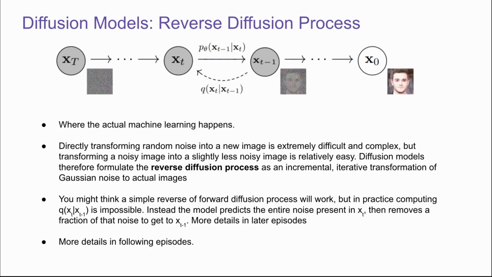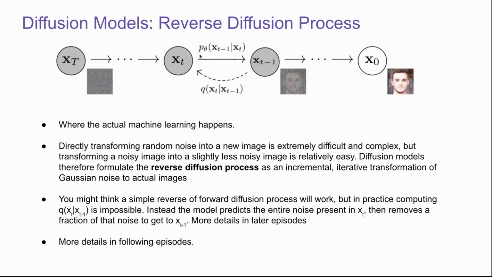The next process is the reverse diffusion process. This is where the actual machine learning happens. So we want to directly transform random noise into a new image if it's possible. But it's extremely difficult and complex. But transforming a noisy image into a slightly less noisy image is relatively easy. So diffusion models therefore formulate the reverse diffusion process as an incremental, iterative transformation of Gaussian noise to actual images.